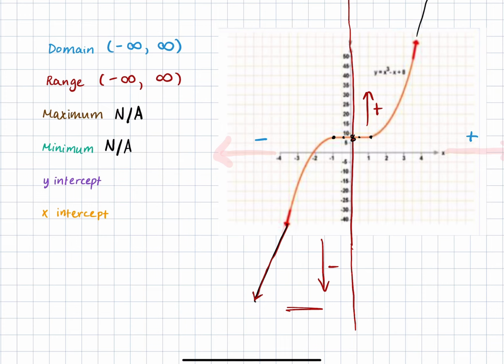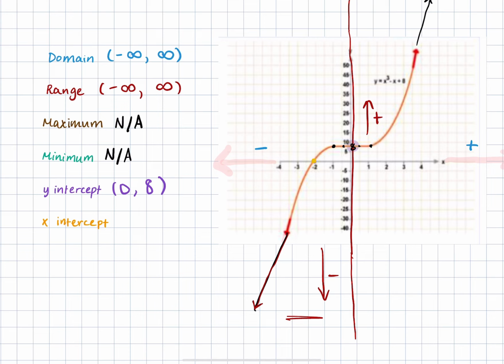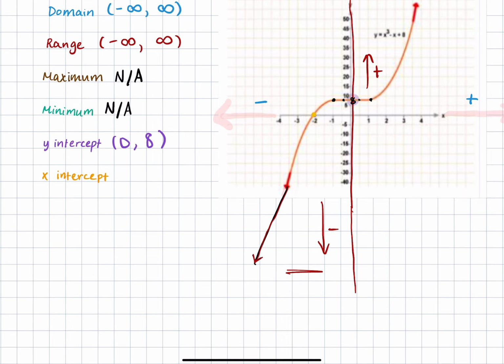Your y-intercept, where is the function touching the y line? And that is right here at 8. So, let's use a different color. Right here at 8. So all we're going to say is 0. So our x values are always 0 when we're talking about y-intercept. (0, 8). And the x-intercept, we have a point right here. And we have another point. No, that's it. So I would say that's about -2. So we can say (-2, 0). And that's it.